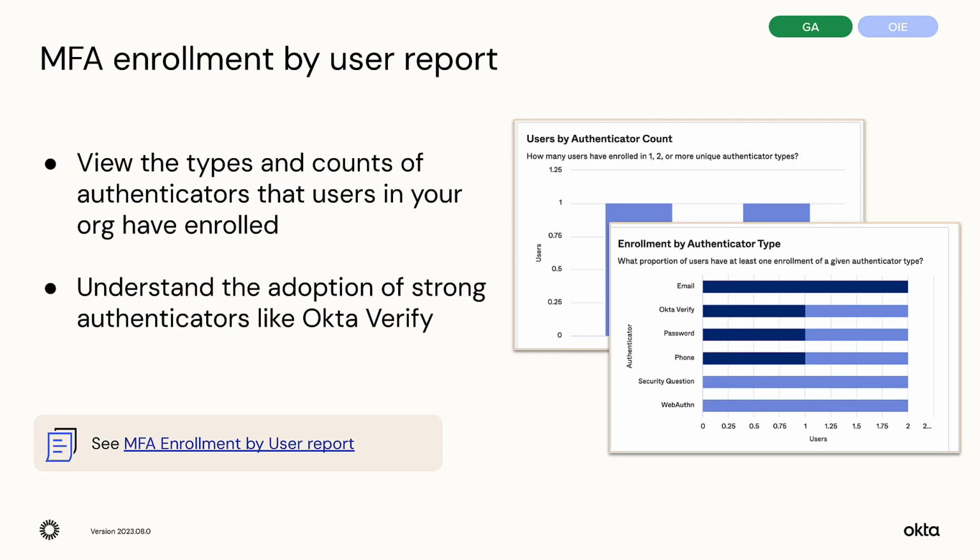MFA Enrollment by User Report. Use this report to view the types and counts of authenticators that users in your org have enrolled. This can improve the security posture of your org by enabling you to understand the adoption of strong authenticators like Okta Verify.